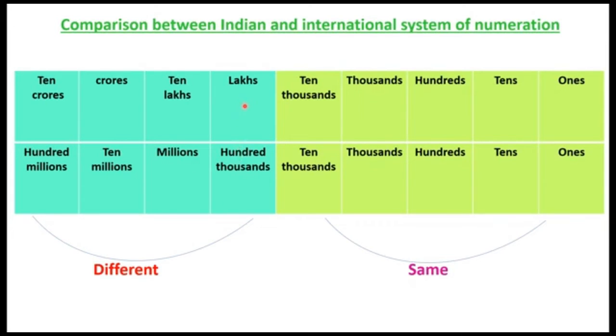In the Indian system of numeration, you can see only one period has 3 places and the rest all have two places. Whereas in the international system of numeration, all the periods have three places.